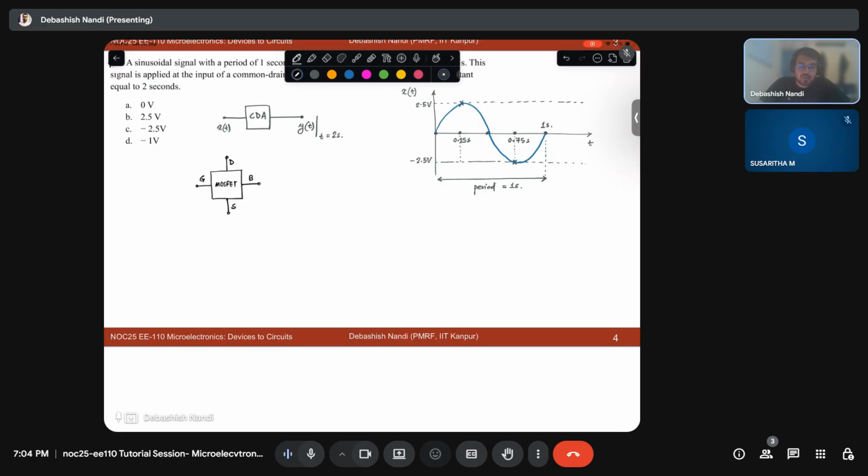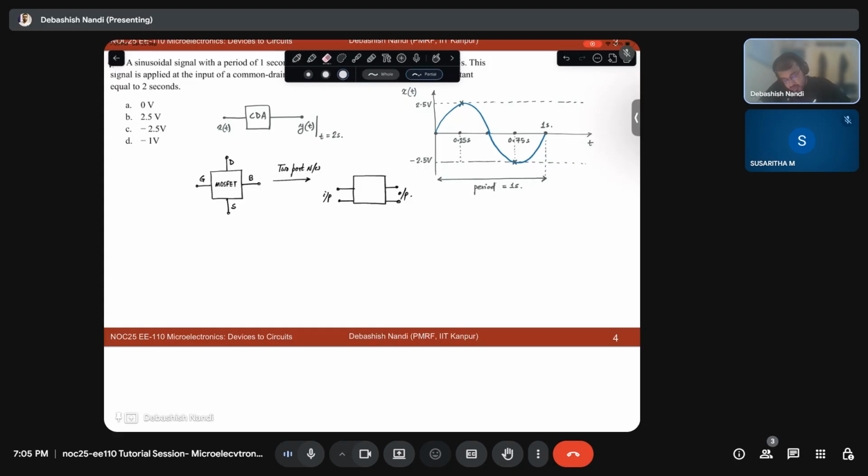So what do I mean by common drain? First you need to understand what a two-port network is. I will convert this into a two-port network. Basically, a two-port network will generally have 4 terminals. This will be your input port, this will be your output port. Fine.